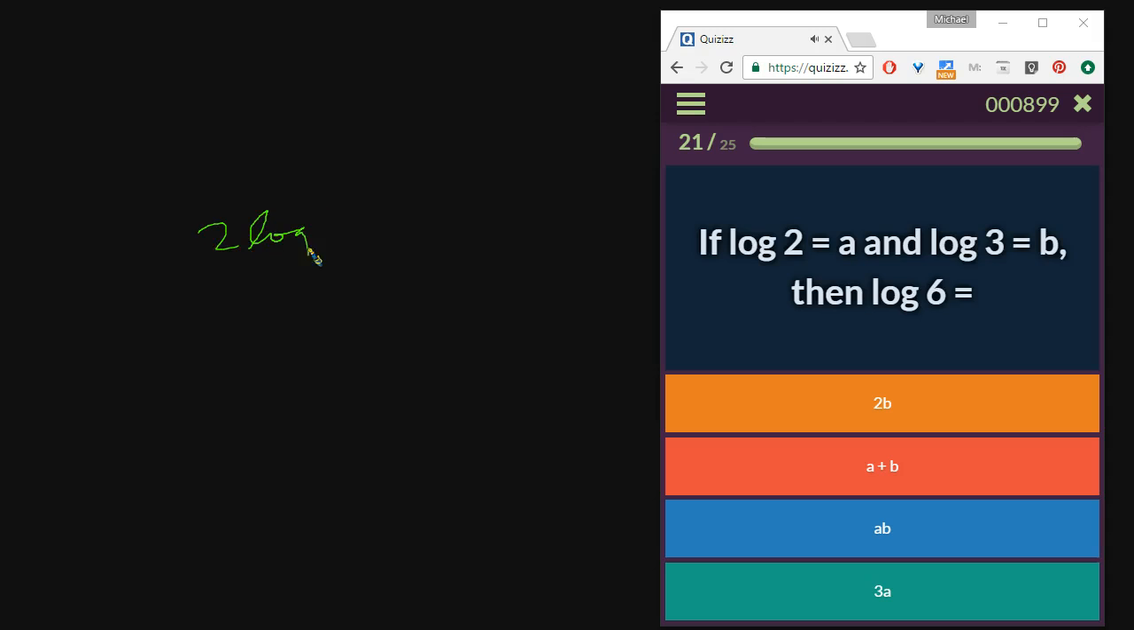2 times log of 3. The best we could do is rewrite this as log of 3 raised to the second power, and that'd be log of 9. Well, log of 9 is not log of 6, so 2b cannot be correct. And then a times b is log of 2 times log of 3. And I'm not sure quite exactly what that is. We haven't really talked about it. I mean, I guess we could do it on the calculator. I'm kind of curious to see.